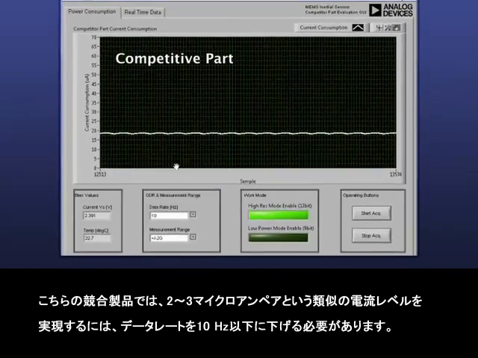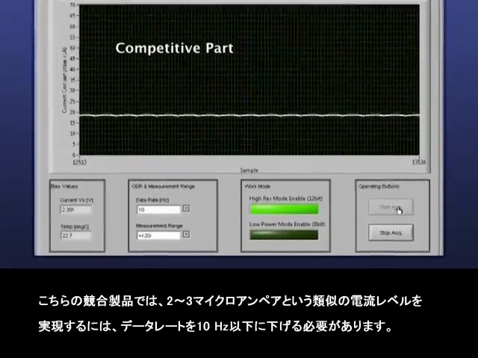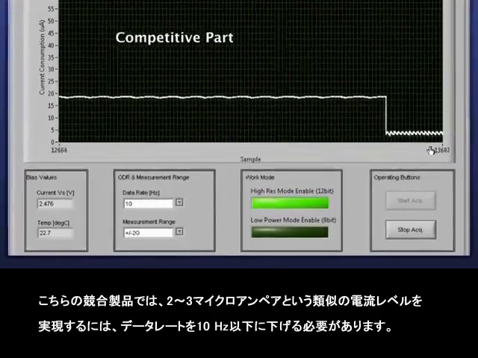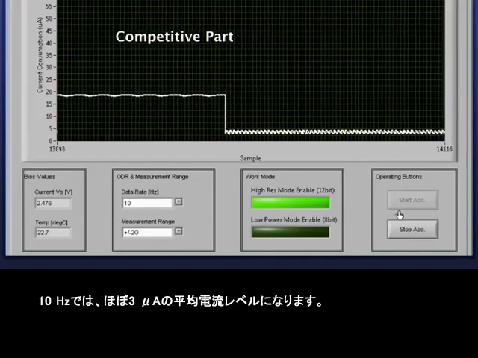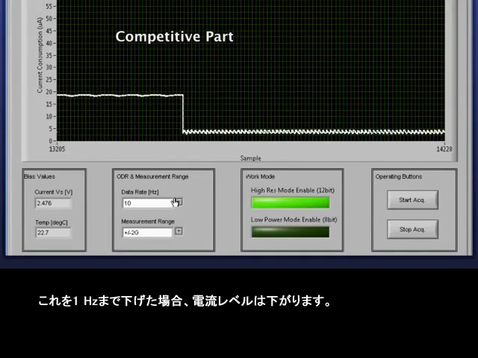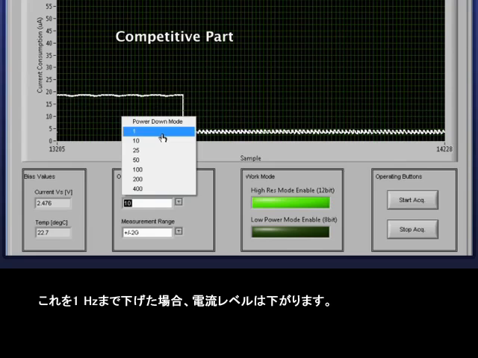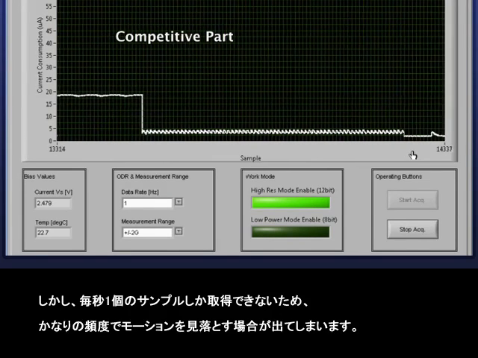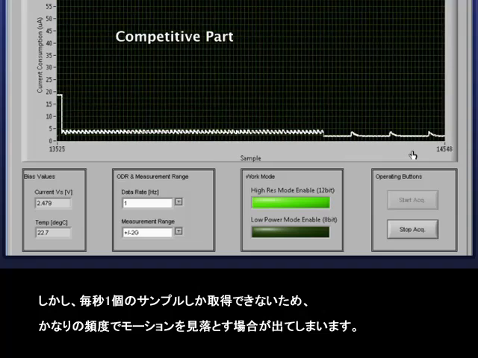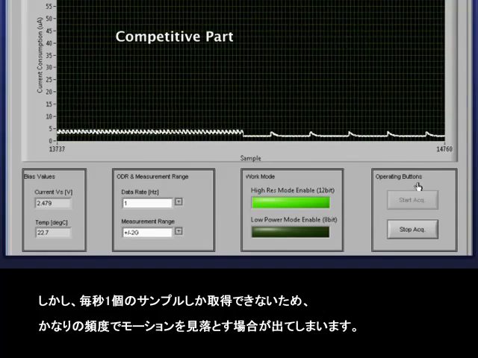On the competitor product, to achieve similar current levels of around a couple of microamps, I need to knock the data rate down to 10 or even sub 10 Hz. So at 10 Hz, I'm looking at an average current level of about maybe 3 microamps. If I knock it down to 1 Hz, the current level is lower, but now I'm only getting one sample every second, so it's going to be pretty easy to miss certain motions.